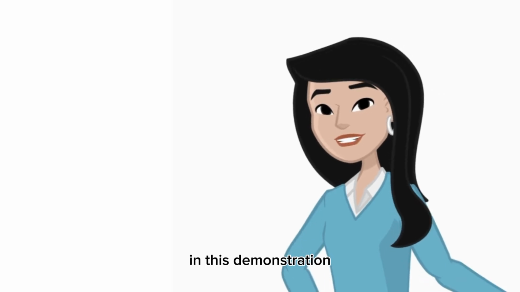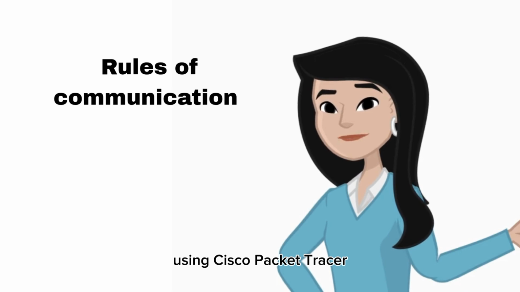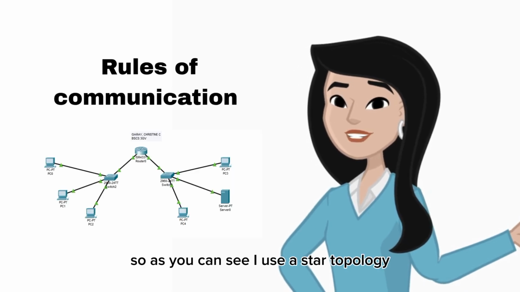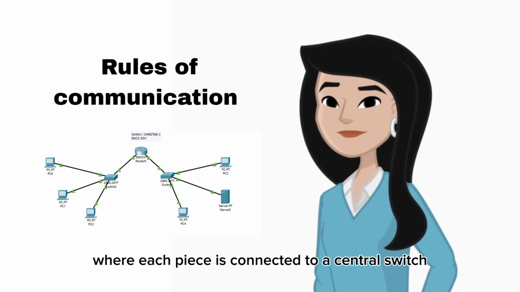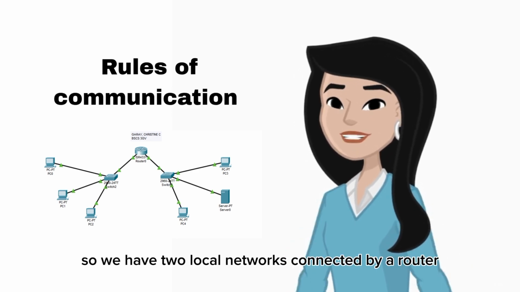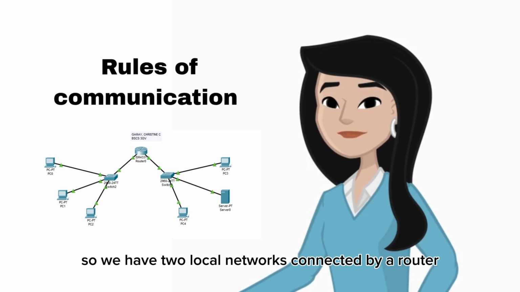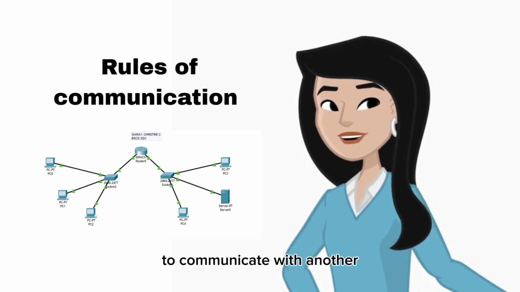In this demonstration, I'll be showing the rules of communication using Cisco Packet Tracer. So as you can see, I use a star topology where each piece is connected to a central switch. So we have two local networks connected by a router, allowing devices from one LAN to communicate with another.